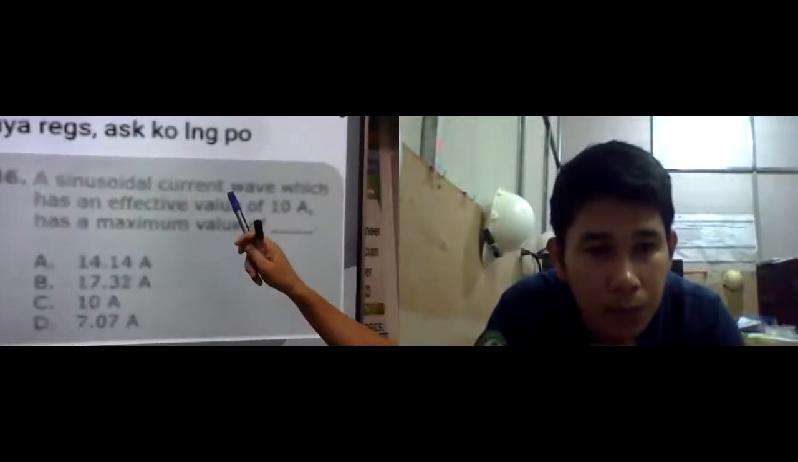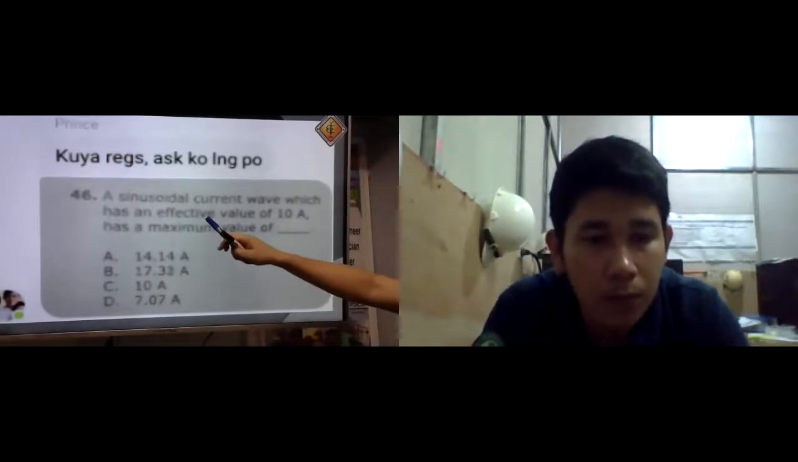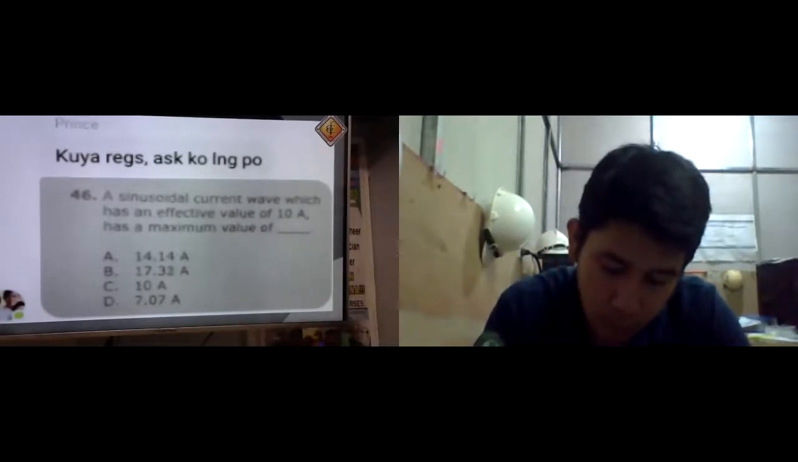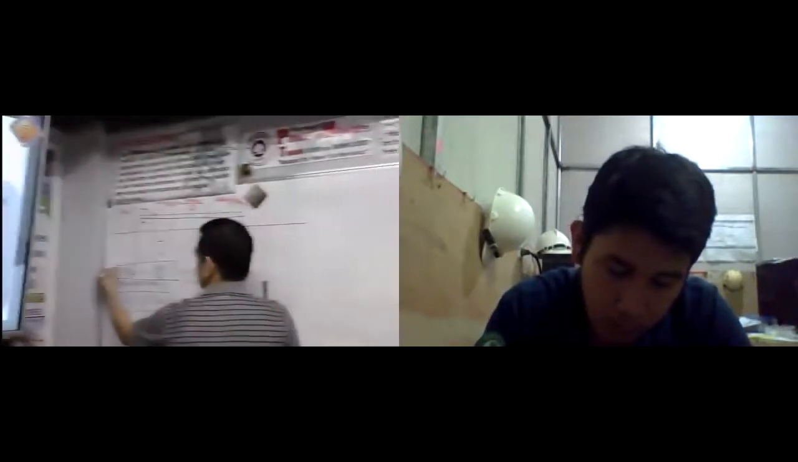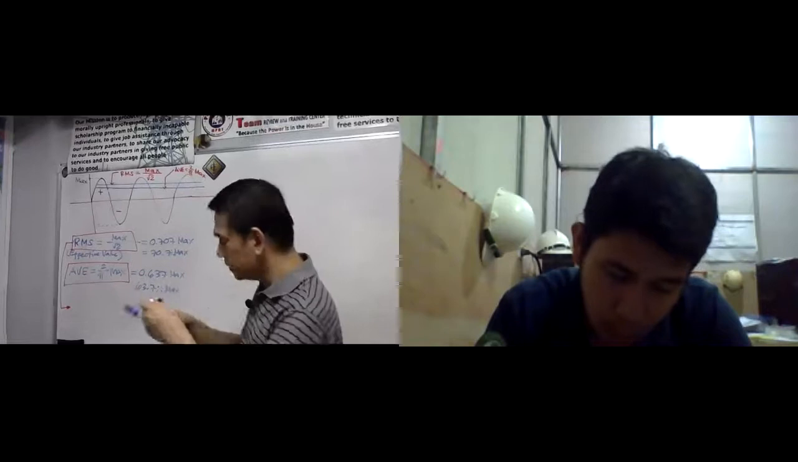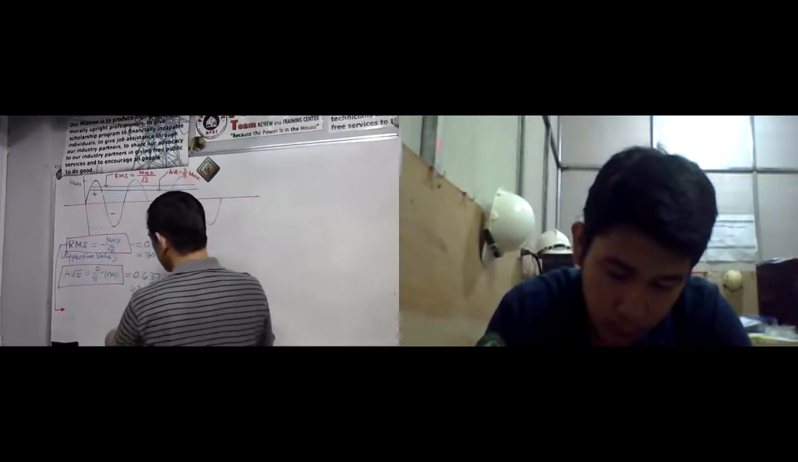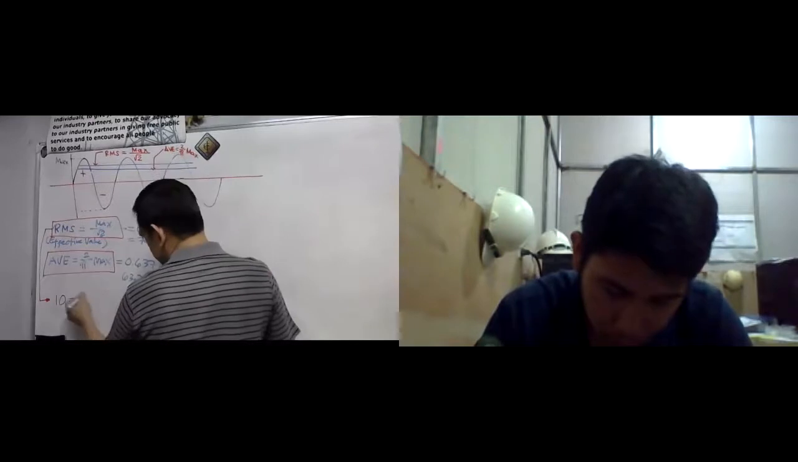So the problem here, no? Let's go back to your question. So a sinusoidal current wave which has an effective value. Effective value is equal to 10. So the question is the maximum value. So we'll be using this formula, the RMS. Okay, I will substitute the effective value of 10 amperes. So I will put here 10. Okay, so that is equal to the maximum value.